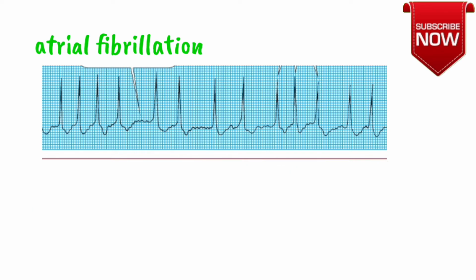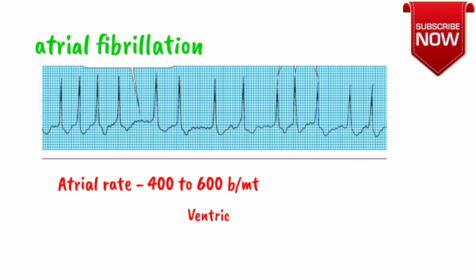ECG characteristics of atrial fibrillation. The atrial rate is 400 to 600 beats per minute. Ventricular rate is 160 to 200 beats per minute. In treated atrial fibrillation, the ventricular rate is 60 to 100 beats per minute.